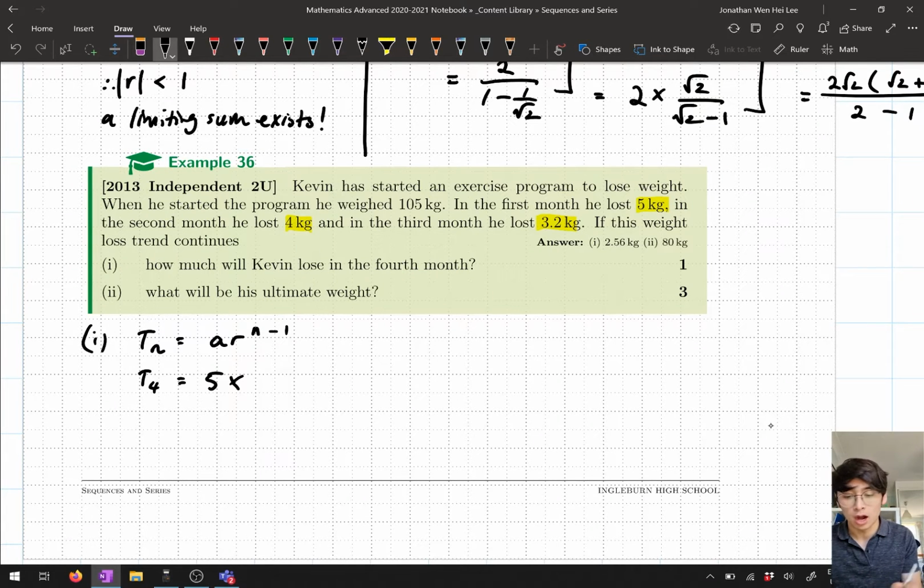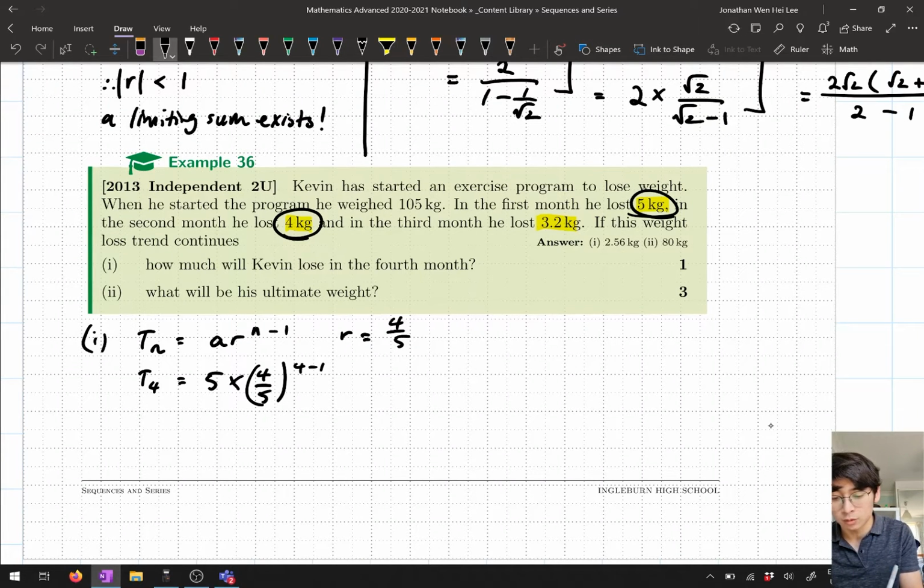Now, we haven't figured out what r is. Let's just do that working out on the side. r is just, if I take any two consecutive terms in my sequence, and here let's take 4 and 5, I just take the 2 and divide it. So 4 over 5. Great. So 4 over 5, to the power of 4 minus 1, or 3.